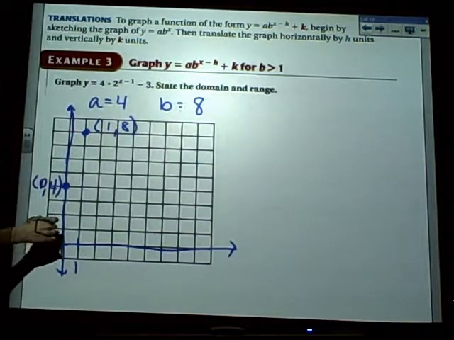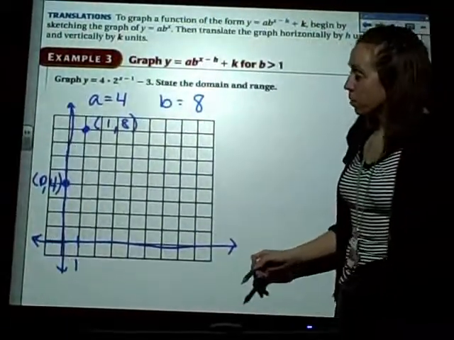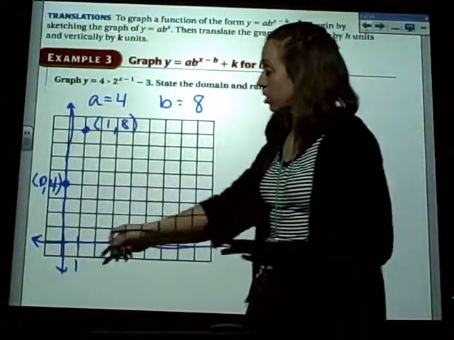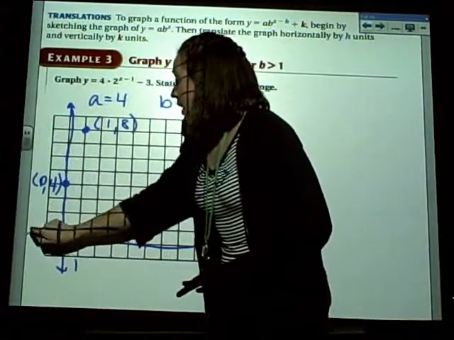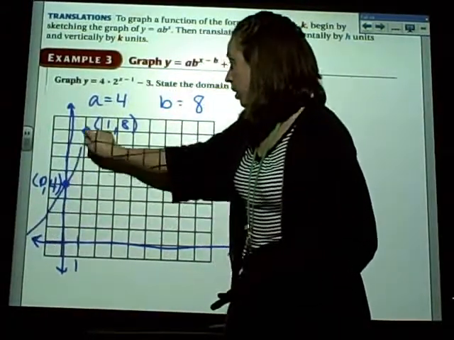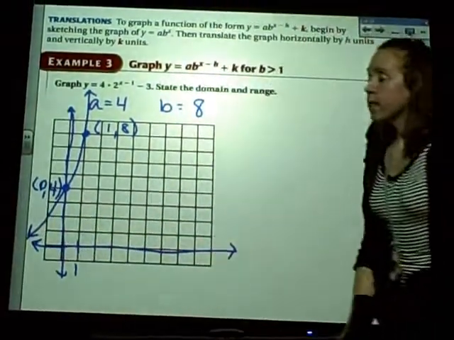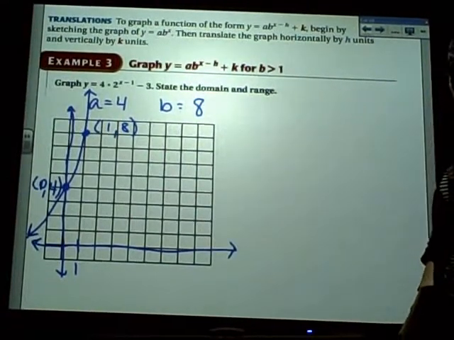Okay, so this, and it's kind of hard to see because we've got a really tall graph there, but we would still start it the same way. It starts really close to the x-axis on the left side. So it would actually come right up this way. Okay, that is my parent function with no translations on it.